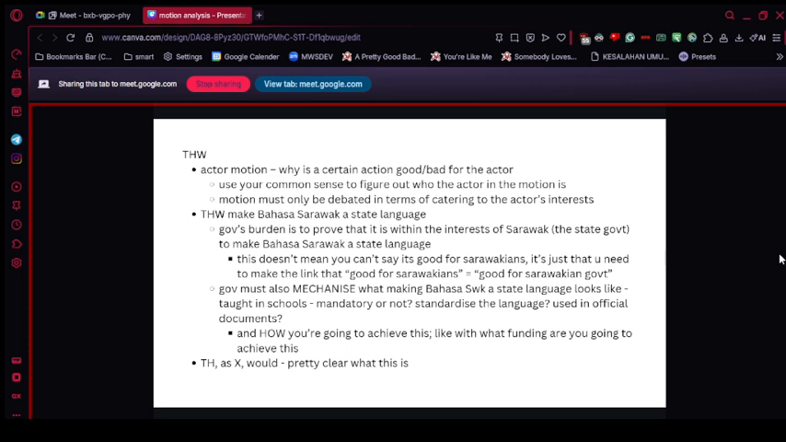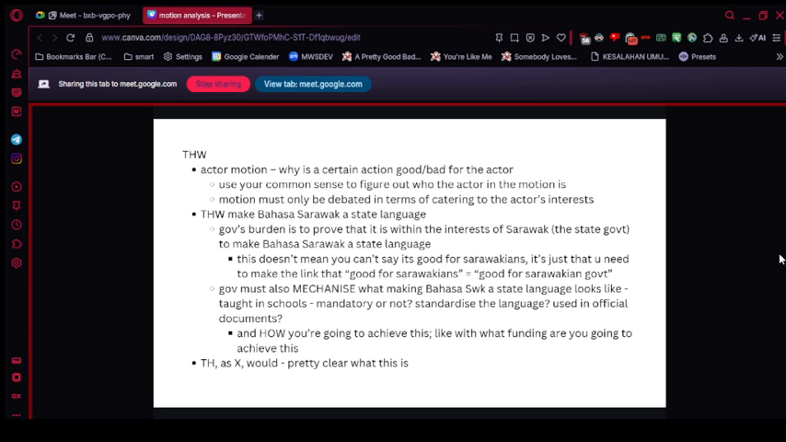Okay, so for this house would, I feel like I've talked about mechanization. So this mechanization, if you've heard that lecture that I did in the past, you guys should already understand exactly what this house would is about. But I'll just go through it again. This house would is an actor motion. So basically, it is about deciding why a certain action is good or bad for the actor. Emphasis on the last three words, for the actor.